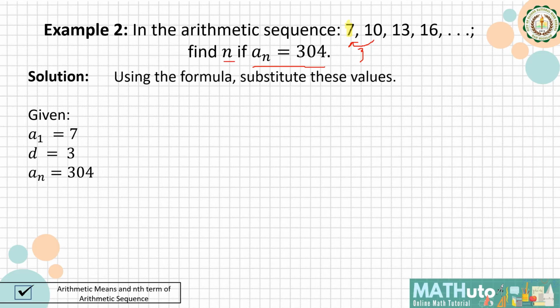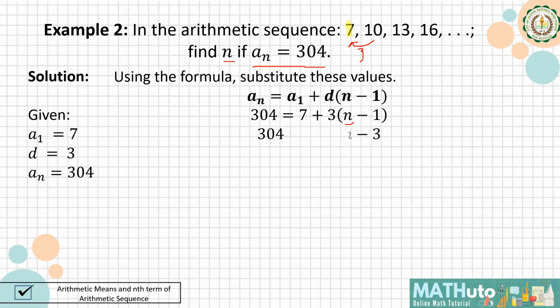We are looking for n. Using the formula, we substitute these values. a sub n is 304, a sub 1 is 7, and d is 3. Now, distribute 3 to the terms inside the parentheses. We have 304 is equal to 7 plus 3 times n is 3n, and 3 times negative 1 is negative 3. Then, let us combine like terms. This will become 304 is equal to 3n plus 4, wherein 7 minus 3 will give us 4.